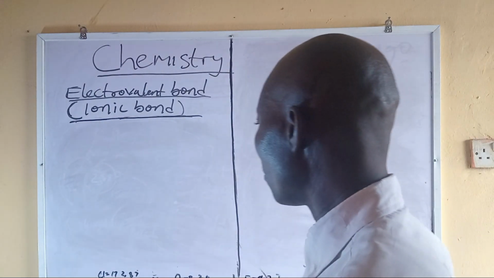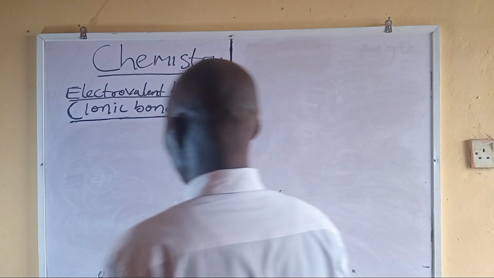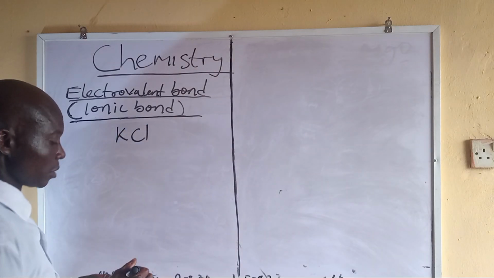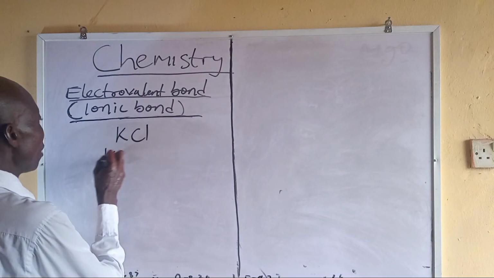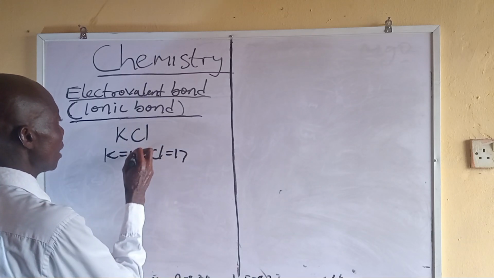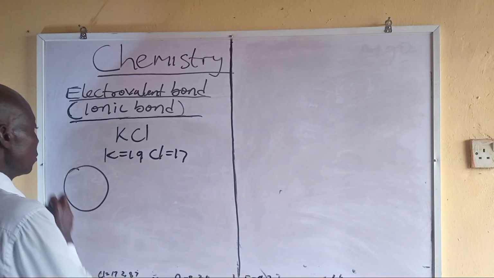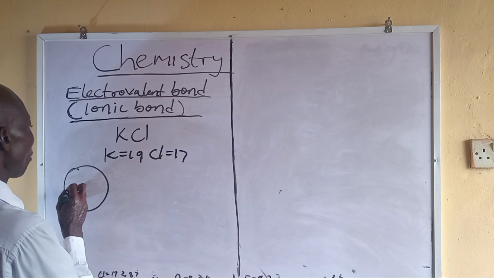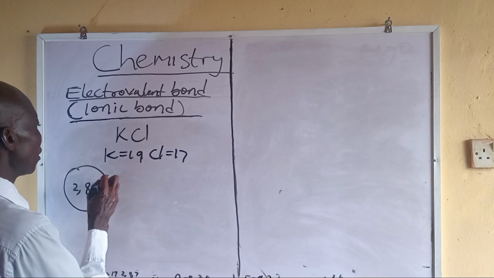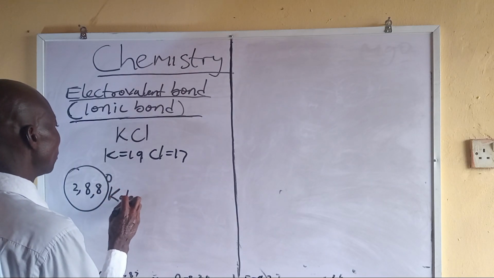Let's see how some compounds are formed by electrovalent bond. An example is potassium chloride. How is potassium chloride formed? Potassium is 19, chlorine is 17, the atomic numbers. Now see potassium. Potassium is 19, so the first shell occupies 2 electrons, the next shell 8, the other shell 8, and the last shell occupies 1 electron. This is called the potassium atom.